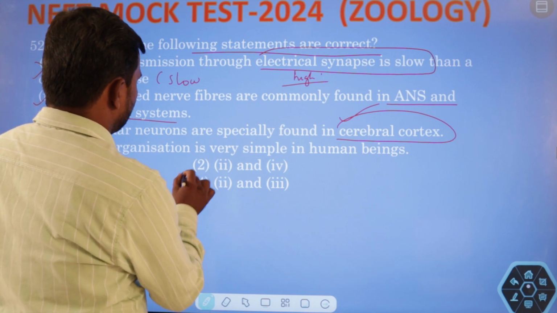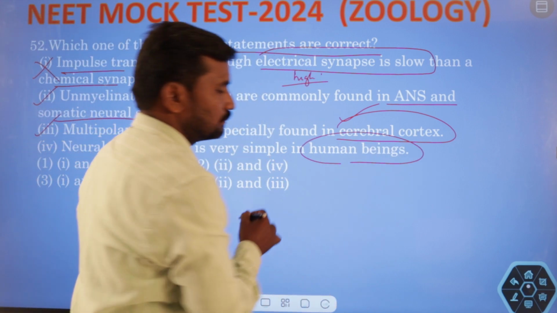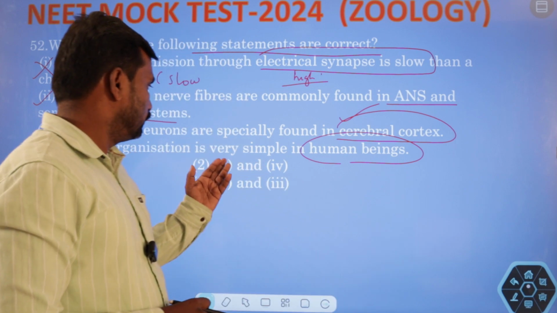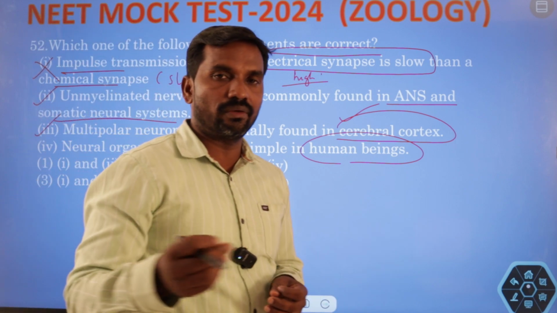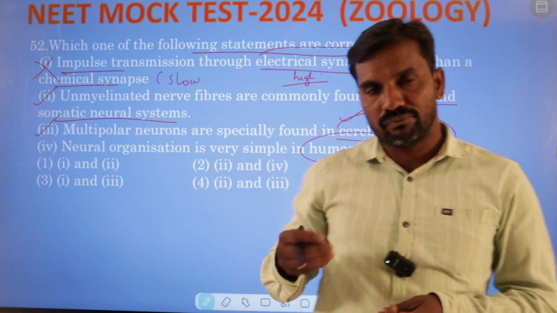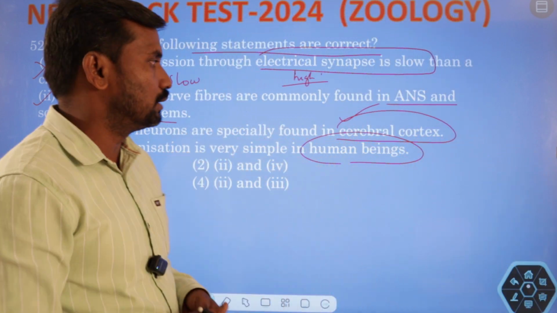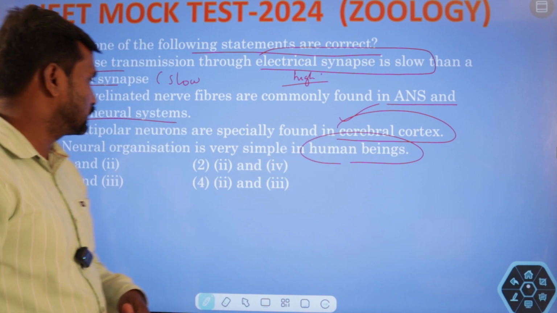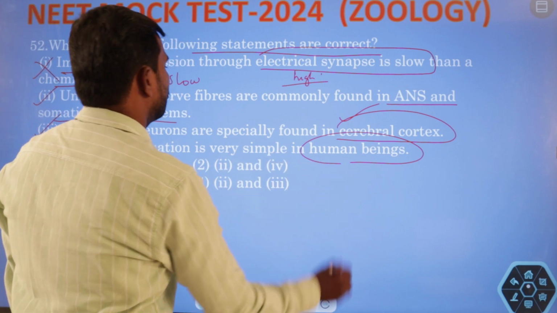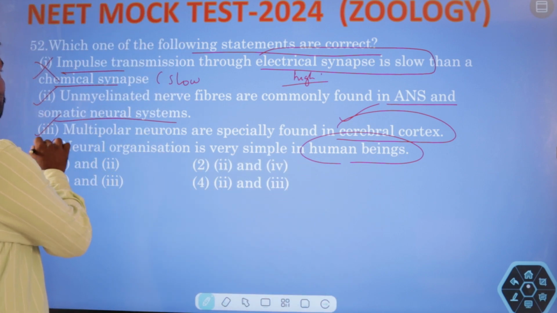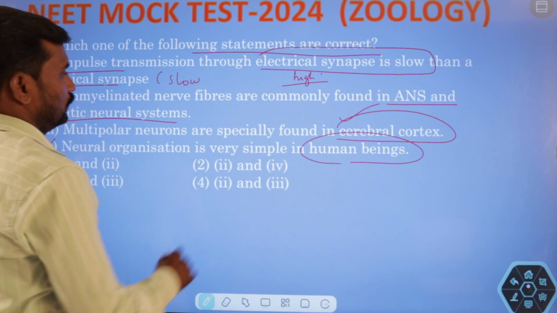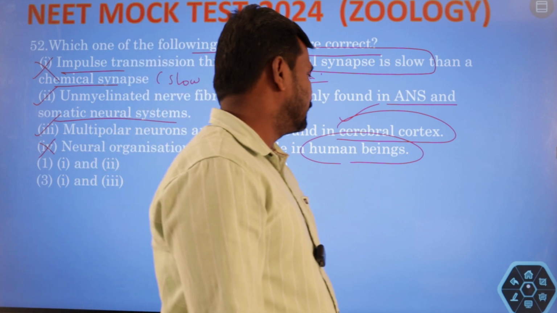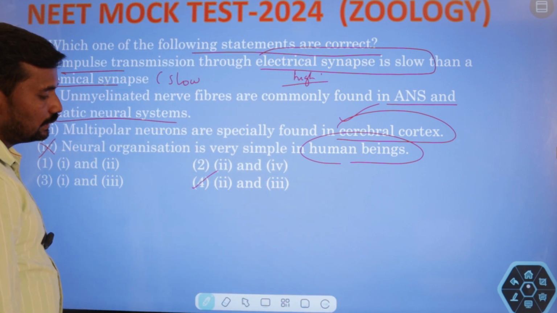Neural organization is very simple in human beings. Humans are highly advanced mammals, and a simple neural organization is not sufficient to do our work efficiently. In invertebrates, first porifera mainly contain some kind of tubular structures, then ganglion cells appear, then a well-defined neural system is present. So the neural organization is very complex in human beings. So the correct statements are only 2 and 3, so the correct answer is the option with 2 and 3. 1 and 4 are the incorrect statements.